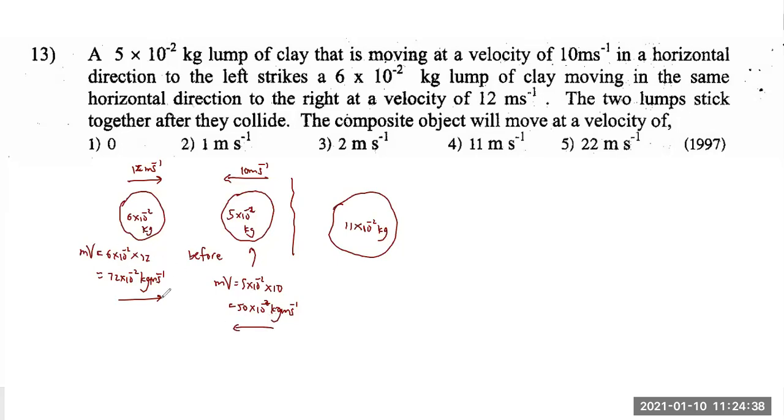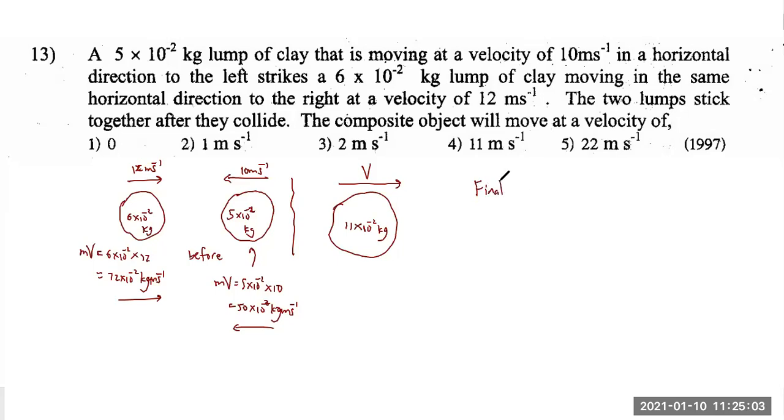As you can see, initially the momentum towards right is greater than the momentum towards left. Therefore, the resultant momentum also has to be towards right, and that's the final velocity. So sometimes you have to figure out the direction based on the magnitudes of momentum. Since the momentum towards right is larger, the resulting momentum also should be towards right. So what do we do?